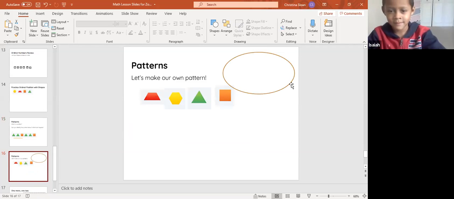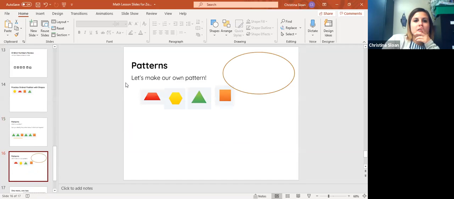So we're going to practice making a couple of patterns again. Let's see. Kari, I see your hand up. Do you want to go ahead and unmute?